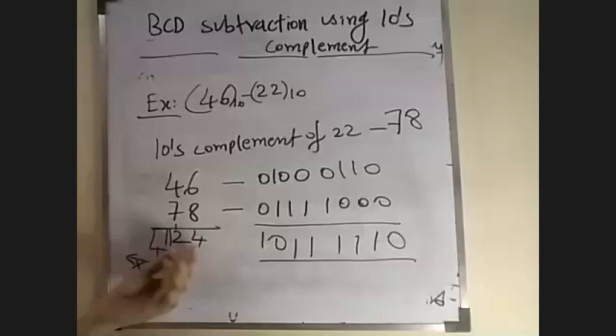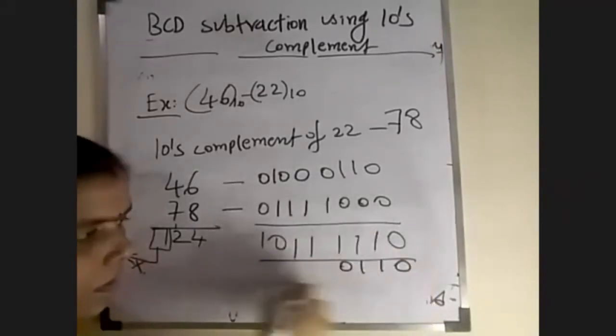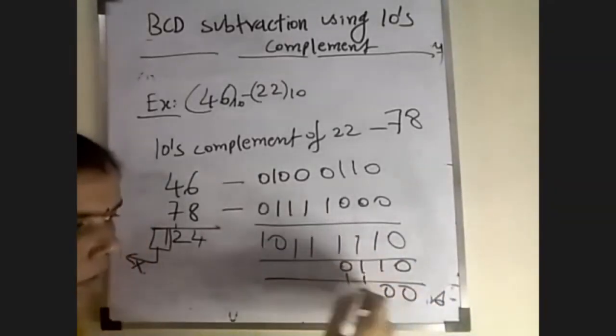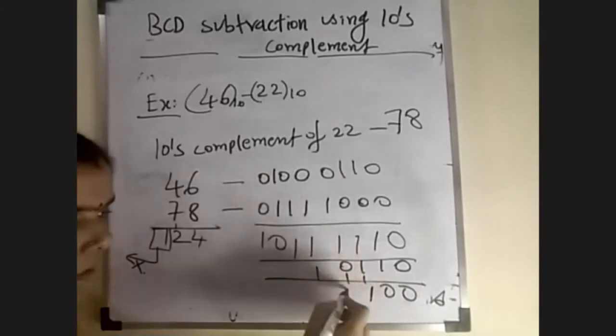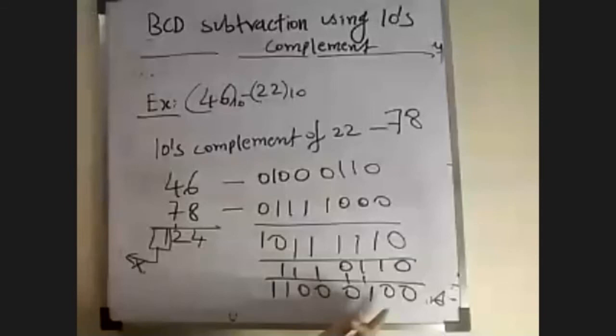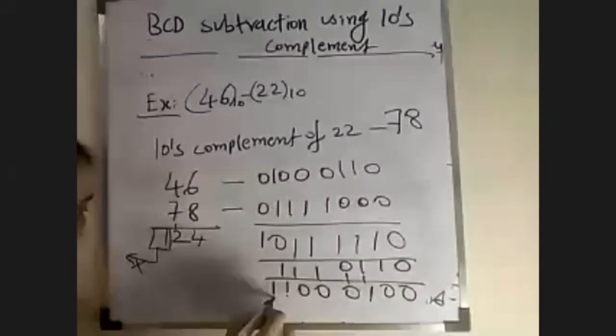Is it correct as a BCD value? No. You can add plus 6 here, 0110. So 0 plus 1, 1 plus 1, and so on, with the carries. Here this value is correct, but this value is wrong, right? So this is an invalid BCD.